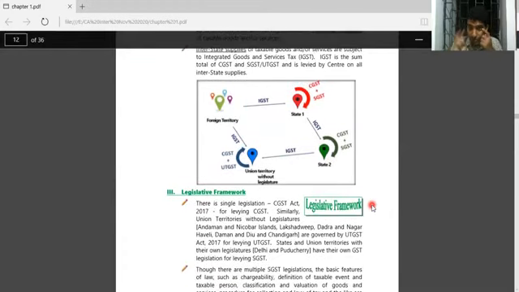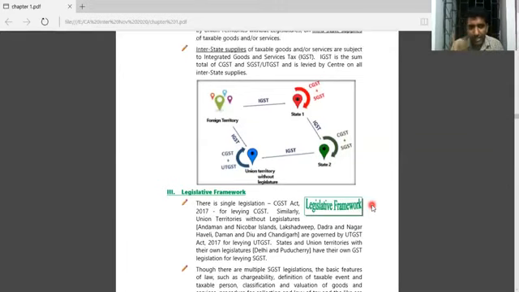So there are basically two kinds: intrastate supply and interstate supply. In intrastate supply, both central government and state government will levy taxes, so CGST and SGST will be levied. In the case of interstate supply, we will levy IGST. The tax rate on intrastate supply is 9% CGST plus 9% SGST, total 18%, whereas if it is an interstate supply, it will be IGST at 18%.